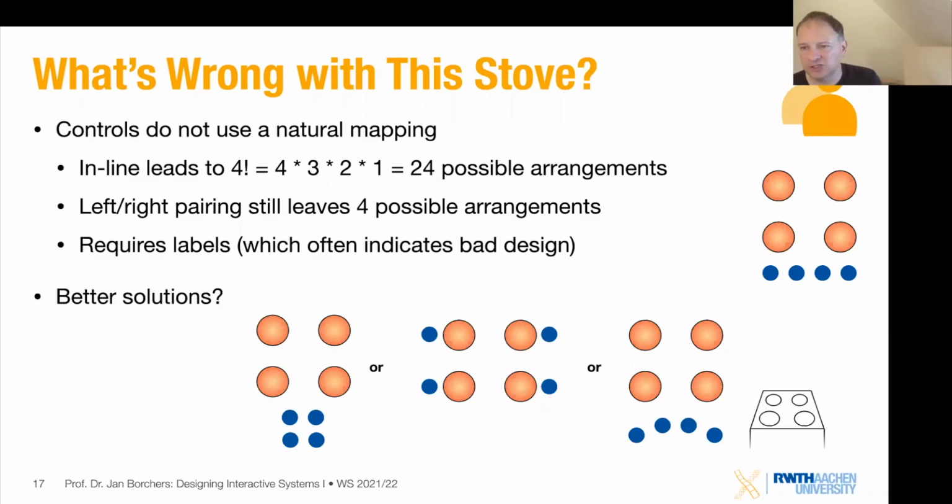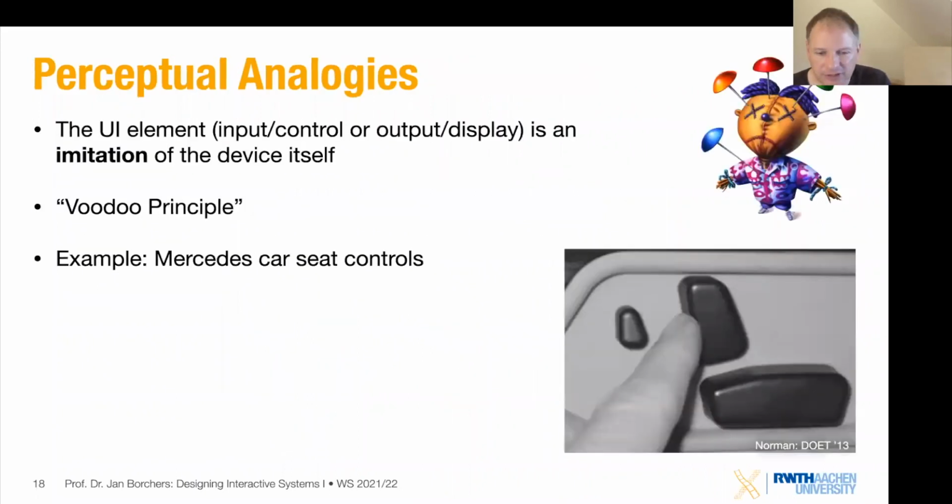That's spatial analogies. Next up, we've got perceptual analogies. And perceptual analogies work a little differently. They actually are imitating the device that you're controlling. So in this case, the UI is an imitation of the device itself.